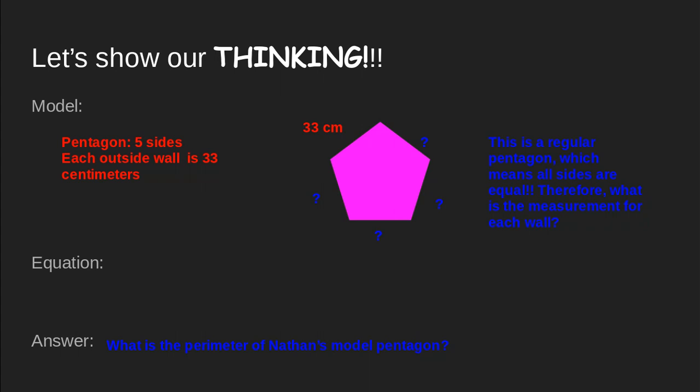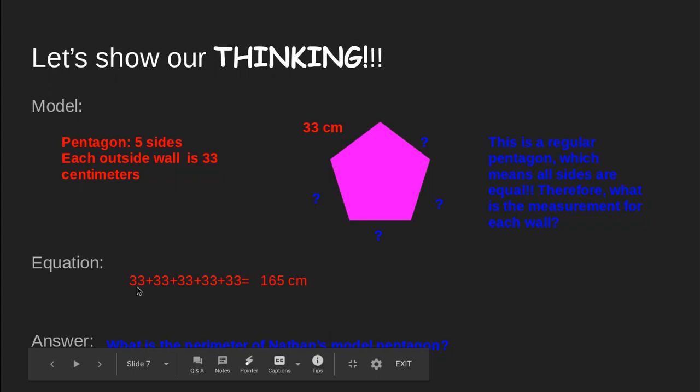Now that we know all sides measure 33 centimeters, we are going to add all the sides because that's the way we solve for perimeter. And so I'm going to create a repeated addition equation where I added 33 five times, and that gave me the sum of 165 centimeters. I can also solve with multiplication. I know that I have 5 sides because it's a pentagon and all sides measure 33 centimeters, which gives us a product of 165 centimeters.